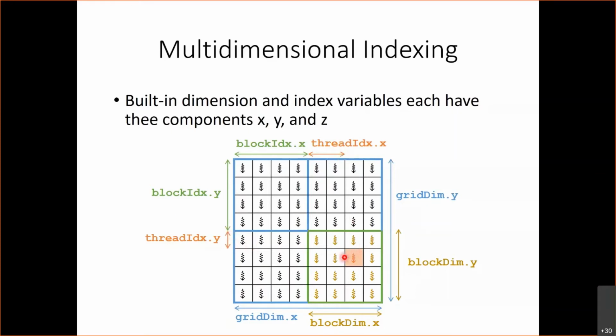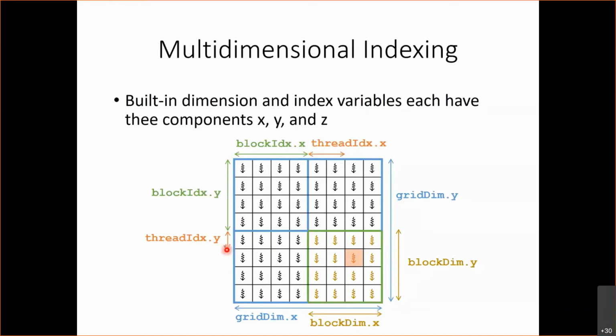Now this thread, if it wants to find its global index, well, the global index itself is going to have two components: the row in this image and the column in this image. It can find its column by doing blockIdx.x times blockDim.x plus threadIdx.x. And it can find its row by doing blockIdx.y times blockDim.y plus threadIdx.y. Okay, let's actually go and do that.